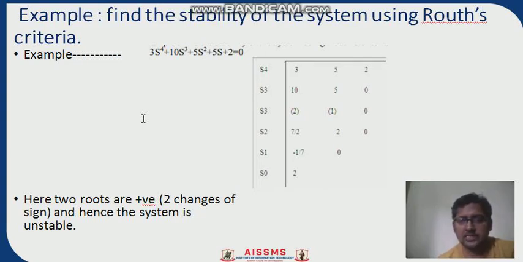Then as per the rule, we apply it so that we can find the values of the s to the power 3 row, s to the power 2 row and s to the power 1 row. But we have to check the first column of that row. Here the two roots are positive, that is, two changes of the sign. Hence the system is unstable. So this is the best way to find the stability or instability of a system if a characteristic equation is given in the question.